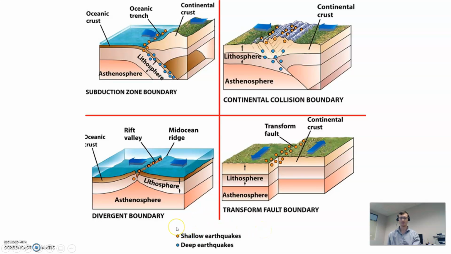Notice that the orange are the shallow earthquakes and the blue are deeper earthquakes. We get only shallower earthquakes at the divergent boundary and at the transform fault boundary. That's not to say that these can't be massive and cause a tremendous amount of damage, but it means that the earthquakes are not coming from very, very deep within the earth, as opposed to our two convergent boundary cases, subduction and continental collision. Notice we have blue earthquakes running down sometimes tens or even hundreds of kilometers into the surface. Sometimes it's helpful to think of this in the reverse process.